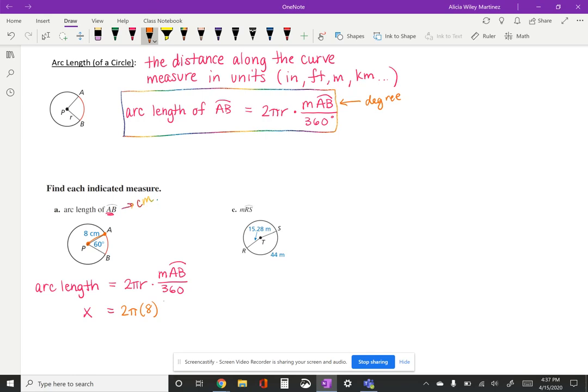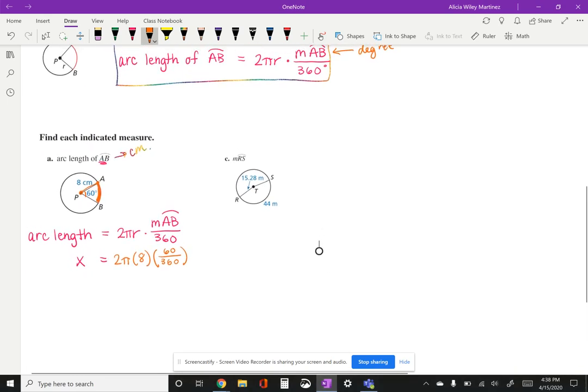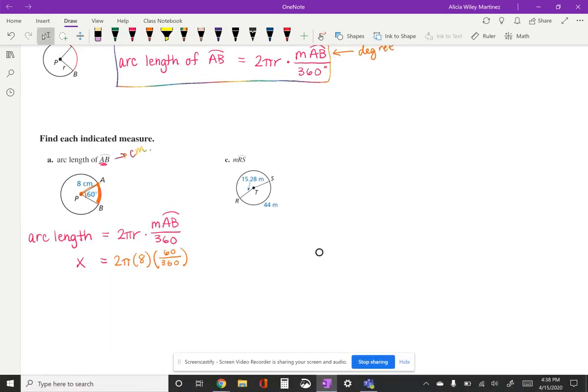All right, and then we're going to multiply that by the measure of AB. So if this central angle is 60, we learned up above that the measure of this minor arc would also be 60. So it's going to be 60 over 360. And now it's just a matter of using our calculator skills to get to our answer. I'm going to simplify this a little bit before I put it into the calculator. I know 2 times 8 is 16, and then I have pi. I know 60 over 360 actually reduces. If you wanted to reduce it by 60, you could. It reduces to 1/6, right?